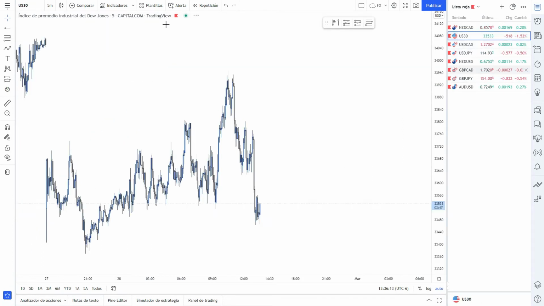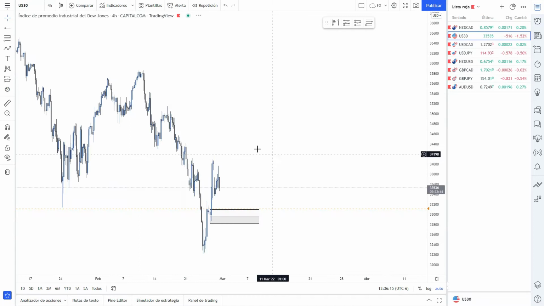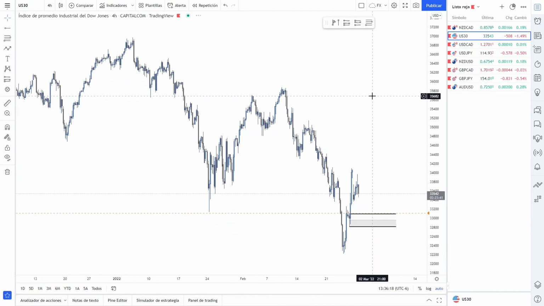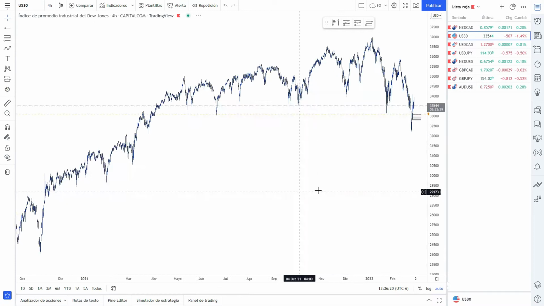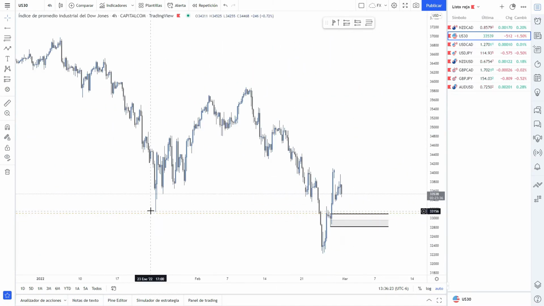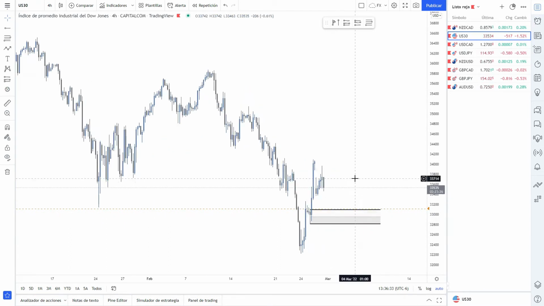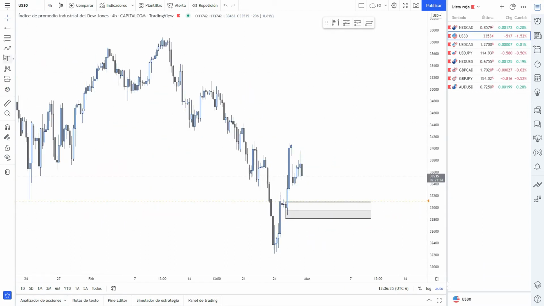The next one is US 30. This is a very simple analysis. As you can see, the price removed this low, but then it went back up again, and it created this demand level in the 4-hour time frame. This demand level is also responsible for taking out this supply level, which is also a high. We have a very strong departure to the upside.